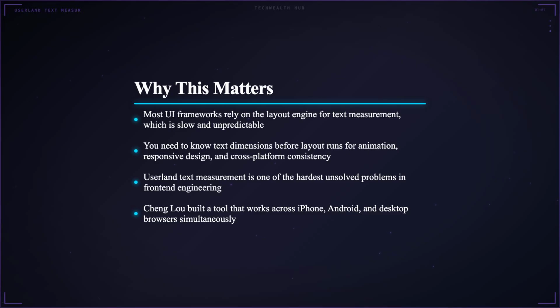When you want to animate text, resize a component dynamically, or build a responsive layout that does not flicker, you need to know how big the text is before the layout engine runs. That is Userland text measurement, and almost nobody has done it well across all platforms. Cheng Lou built a tool that does it, and the demo shows it working on iPhone, Android, and desktop browsers simultaneously. That cross-platform consistency is the real unlock.